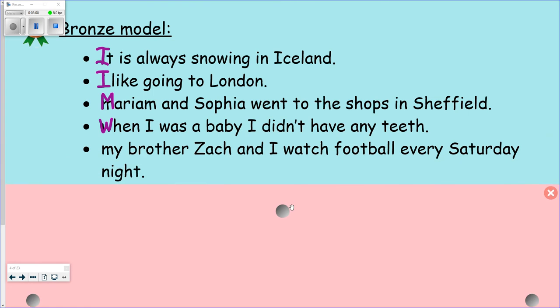And the last one, my brother Zach and I watch football every Saturday night. So I would have the first letter of the sentence as a capital M. And then you would write those sentences into your books. So here is the bronze task.